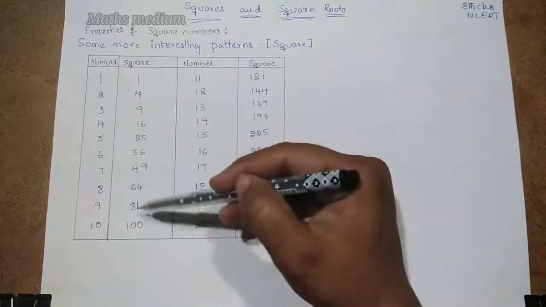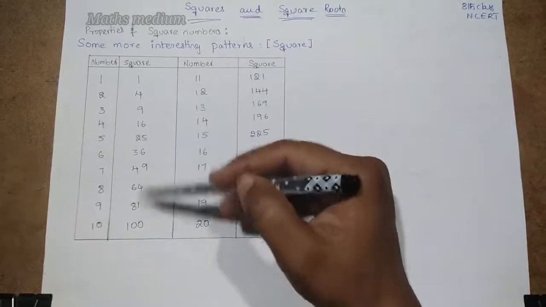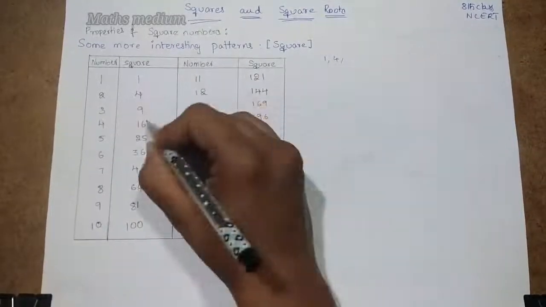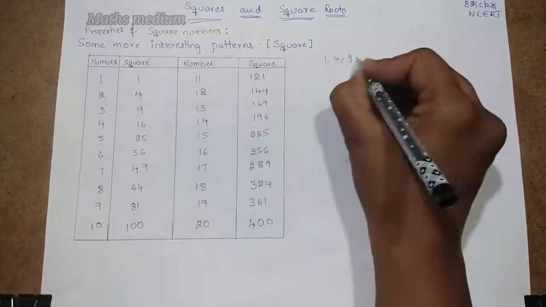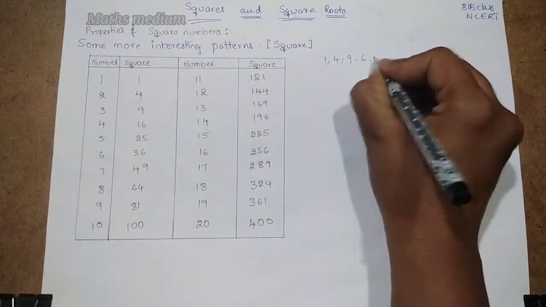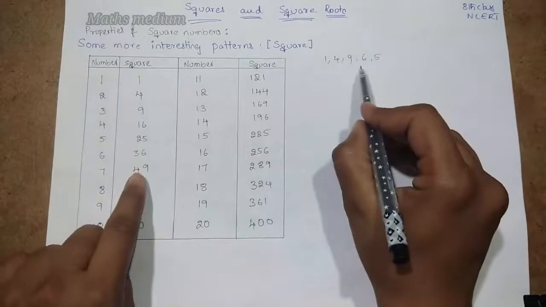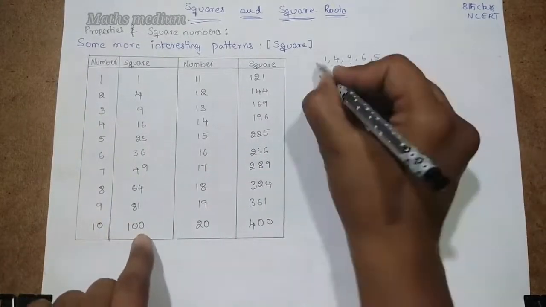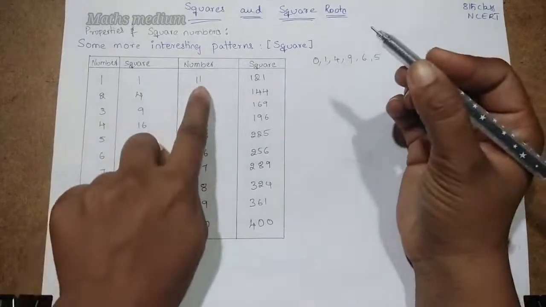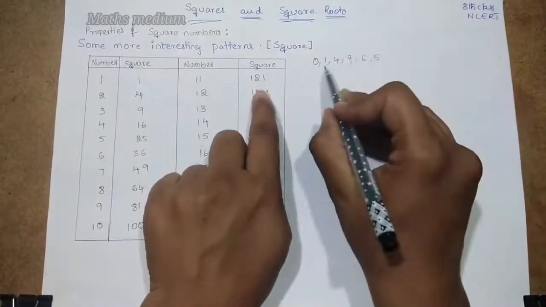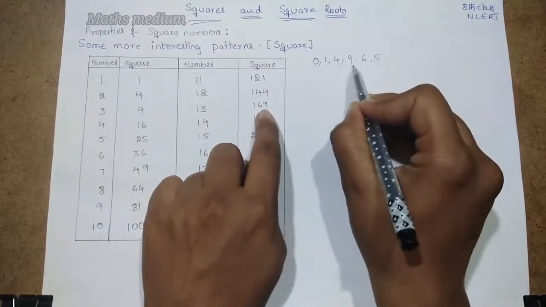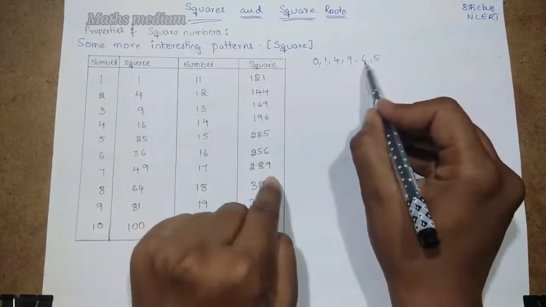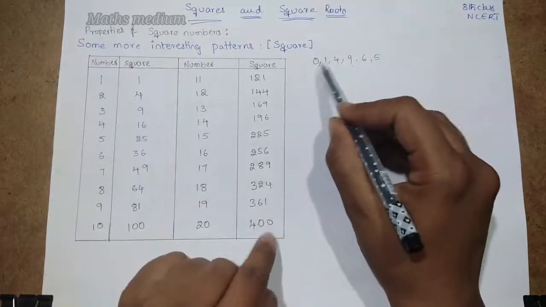If you check the unit digit place, it means the ones place, here we get 1, 4 and 9, 6, 5. Again we get 6 here. Again we get 9. Again we get 4. Again we get 1. Here we have to add 0. Next, here 11 and we get 121, 144. Again in the ones place we get 9, 6, 5, 6, 9, 4, 1, 0.